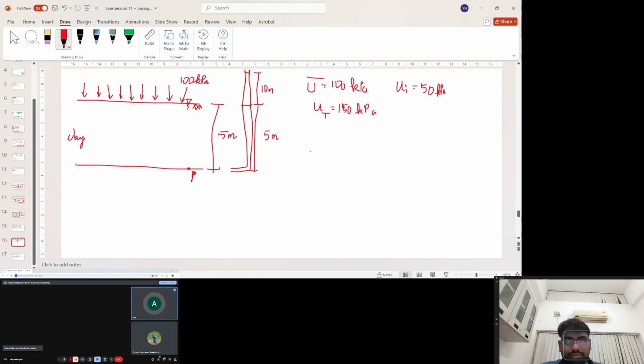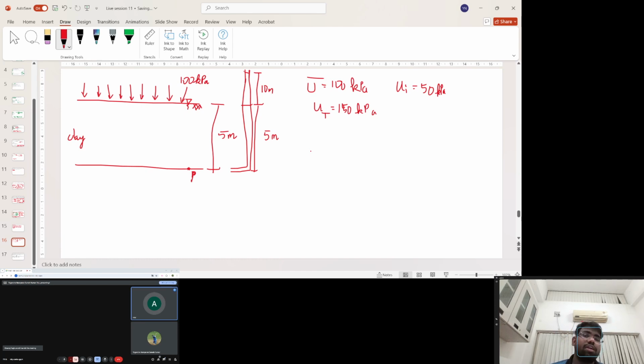Now, this is my question. For example, at the end of the consolidation, what is the U bar and U total? U bar will be 0. That is clear. That's what your first question today's session. What is going to be UT? UT will be 50, or less than 50, or 0?